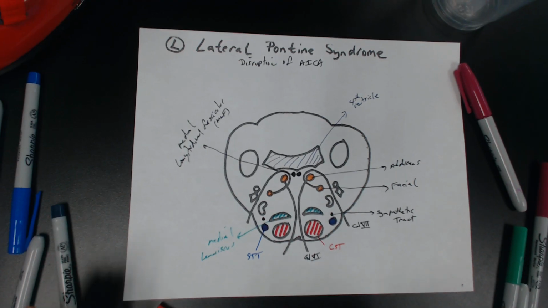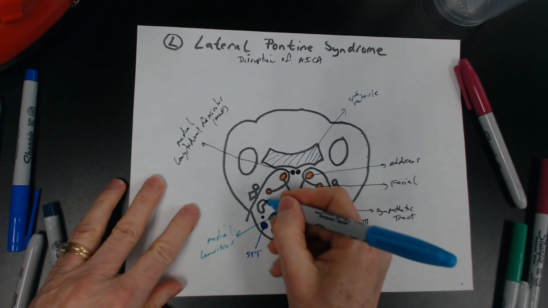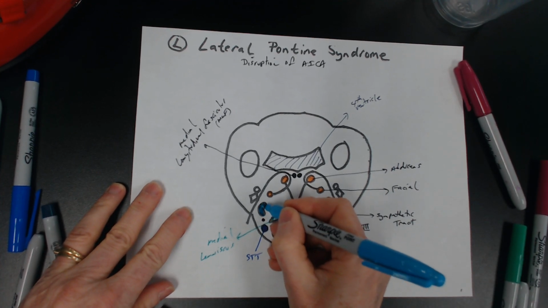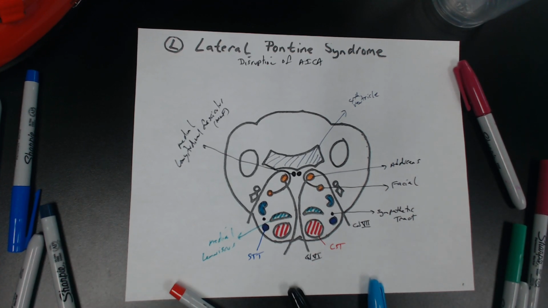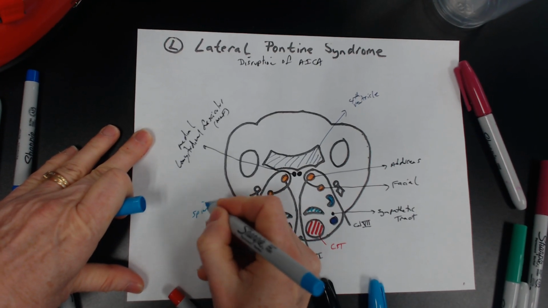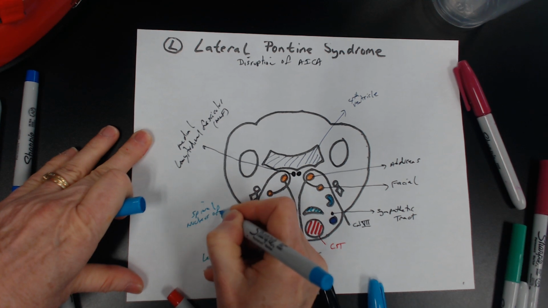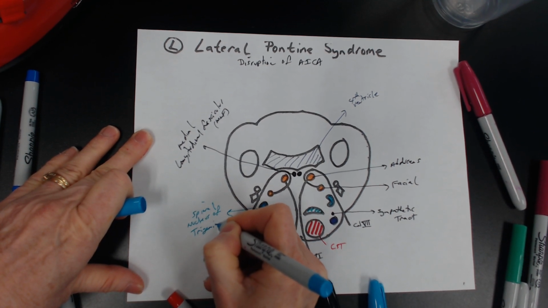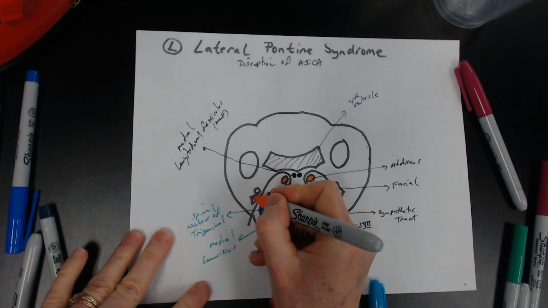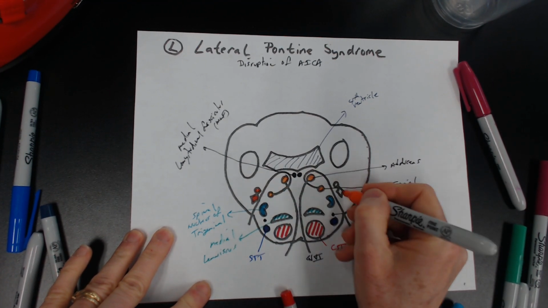Okay, responsible for receiving sensory information from the head and face is going to be the spinal nucleus of trigeminal, the kidney bean shaped spinal nucleus of trigeminal. This kite-shaped nucleus is the vestibular nucleus, and the cochlear nucleus.